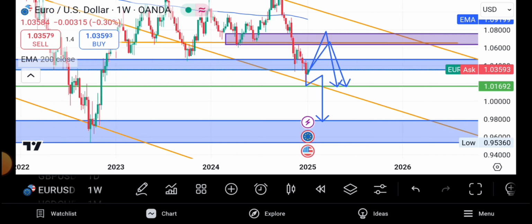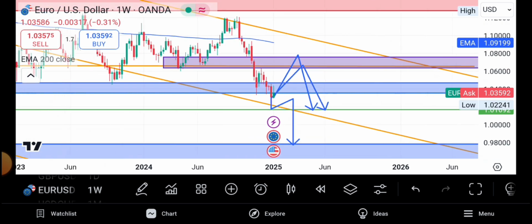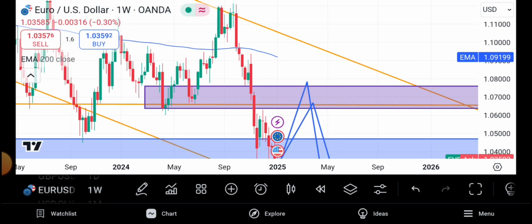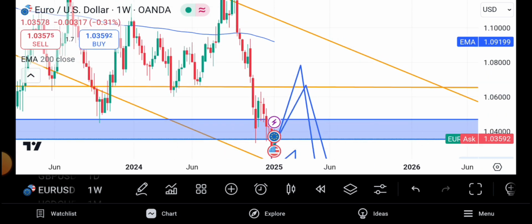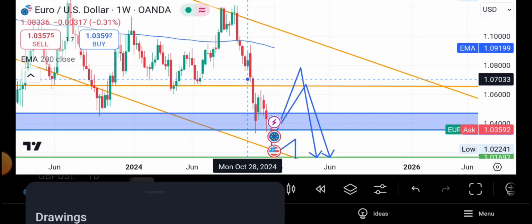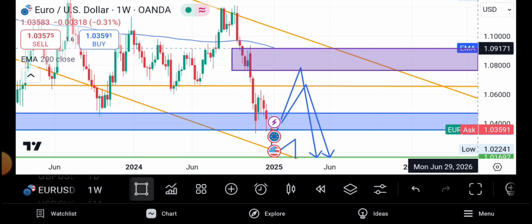So let us now minimize and see. Let us now minimize this distance. So this is what I'm looking for. We have a weekly supply zone here. That is a weekly supply zone, which is still effective. It has not been reclaimed. Let us color it with a red zone.